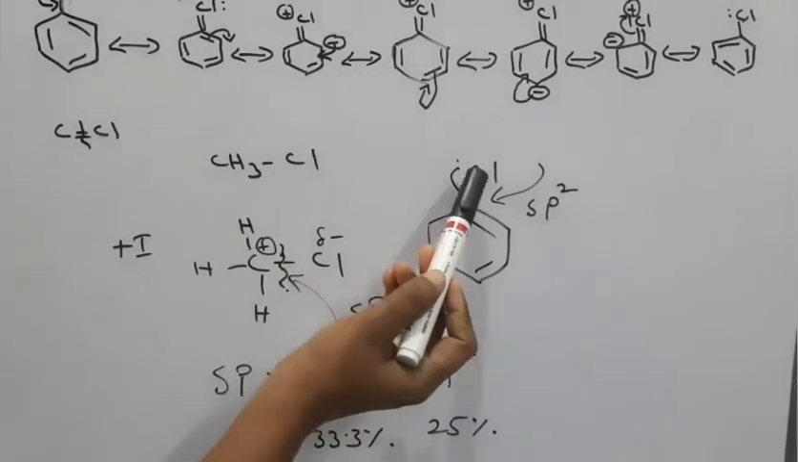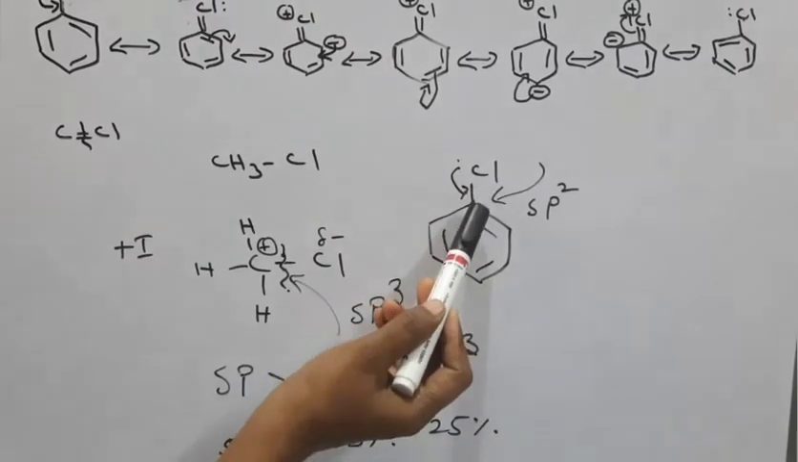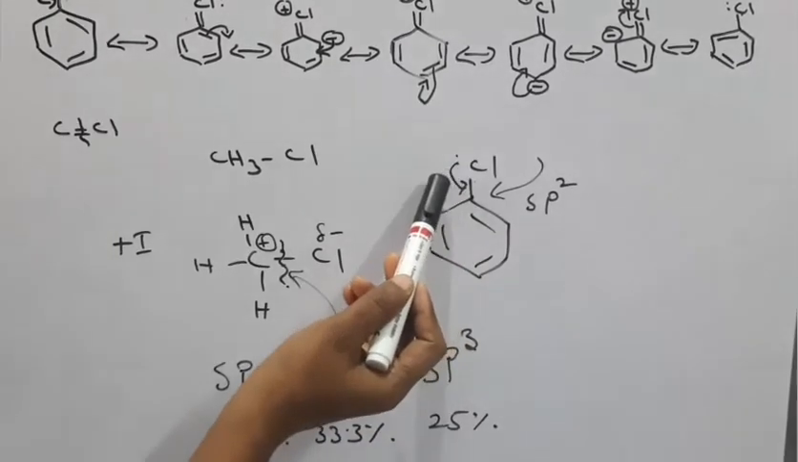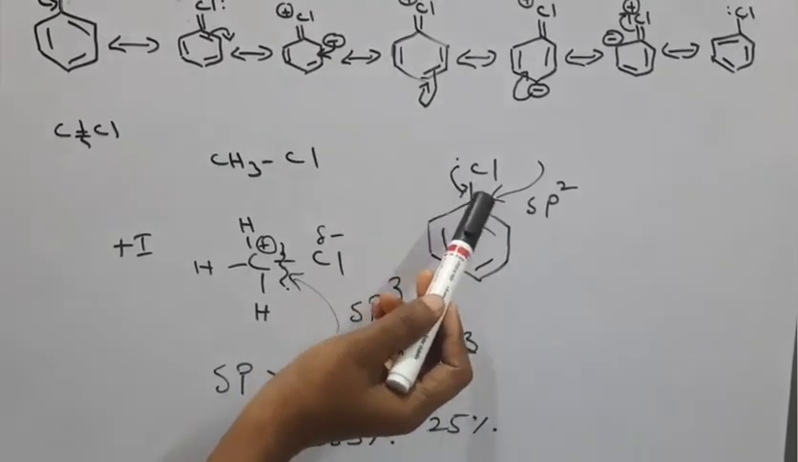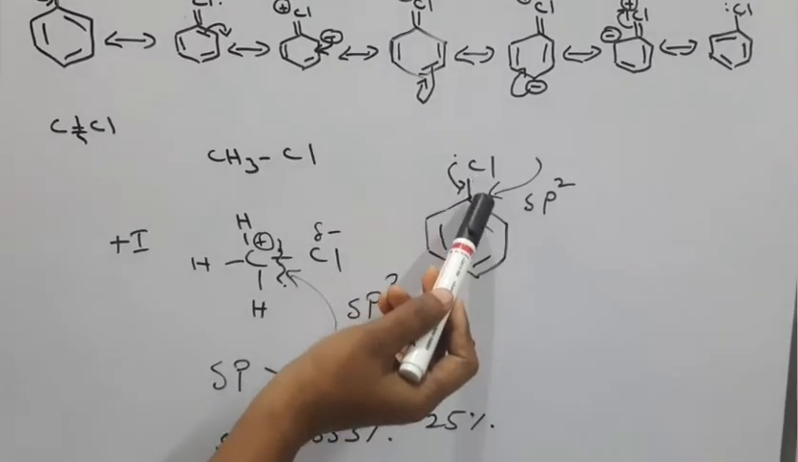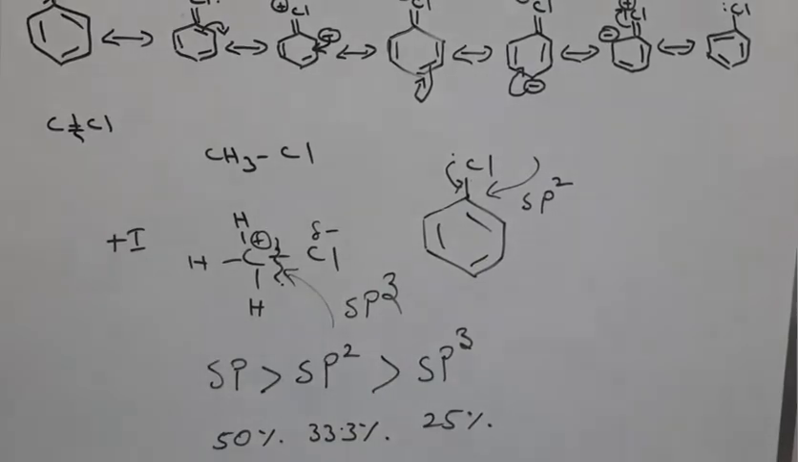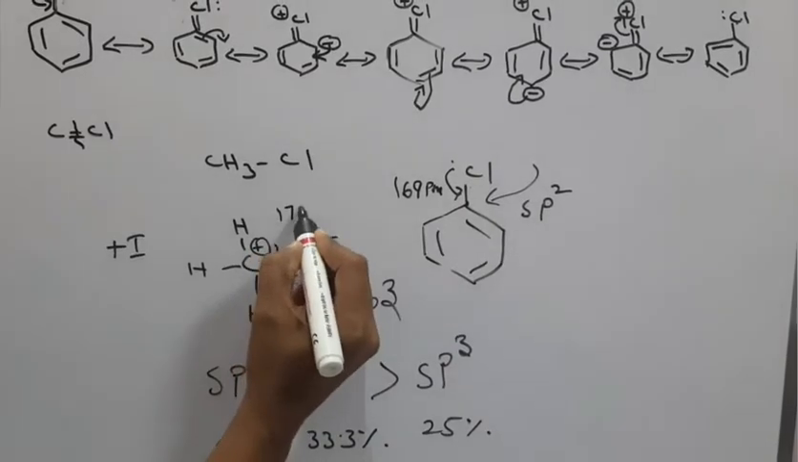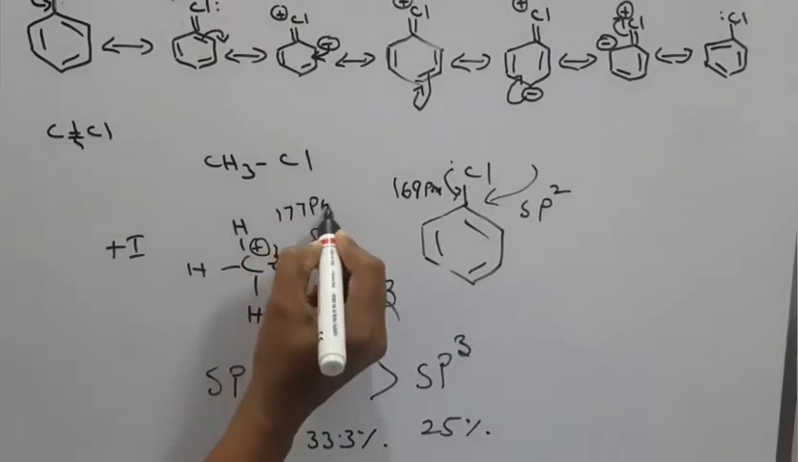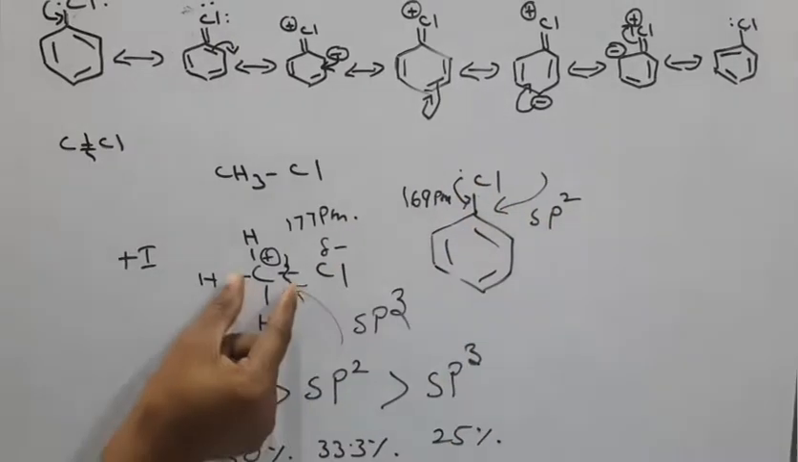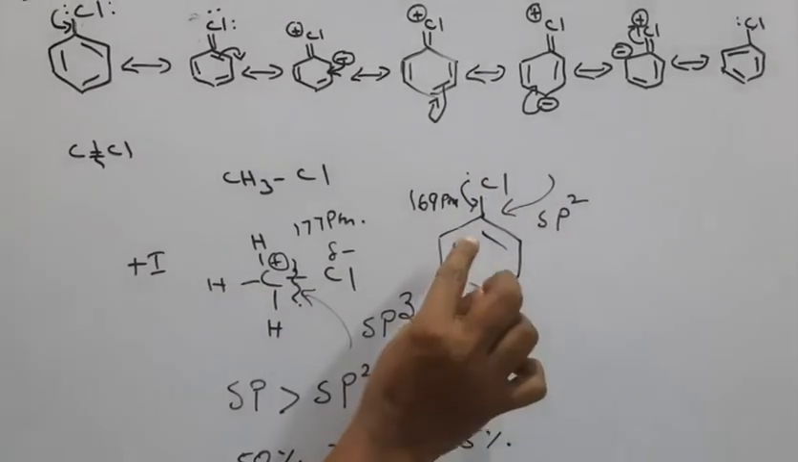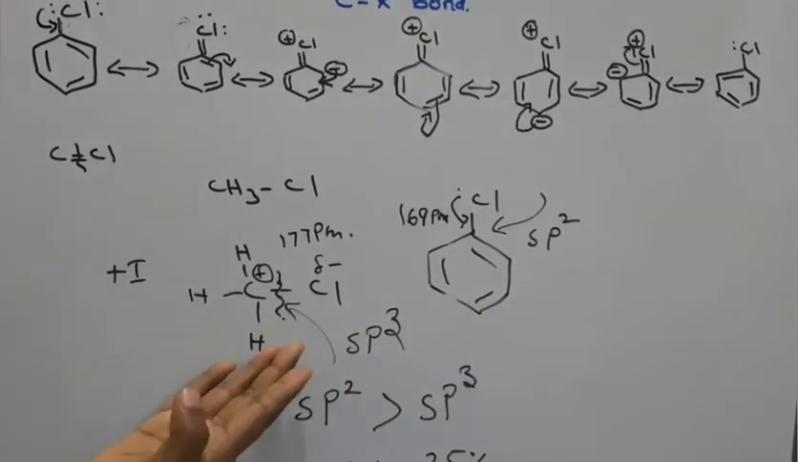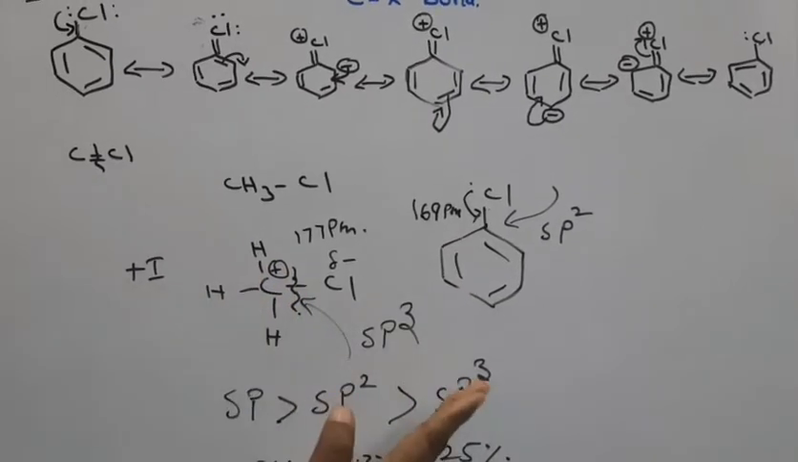Here this chlorine, because it is highly electronegative, shows a minus I effect. Due to the resonating effect, the partial double bond makes a shorter bond. Its bond length is only 169 picometer; here it is 177 picometer. This is the shorter bond, this is the longer bond. A shorter bond we cannot split up easily, as it is also the stronger bond. But here, due to the sp3 with less s character, we can split up the bond.